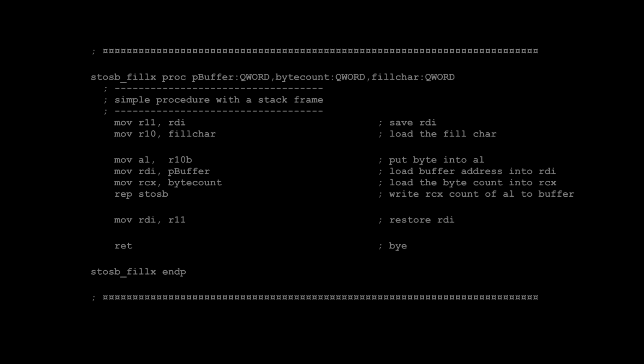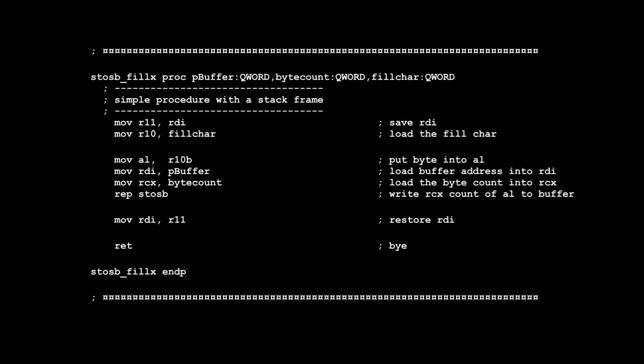Our test algorithm is a very simple fill algorithm that is used to fill a buffer with whatever character you require, zero fill, space fill or any other single character. The algorithm, in its high-level form, starts with a normal argument list. It preserves the RDI register and the R11 register, then loads the fill character from the argument list into the R10 register. The byte portion of the R10 register, R10B, is loaded into the AL byte register, and the buffer address is loaded into the RDI register.